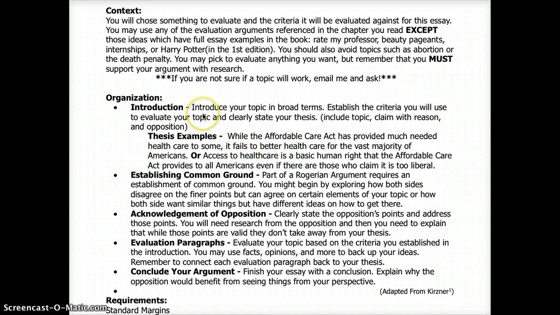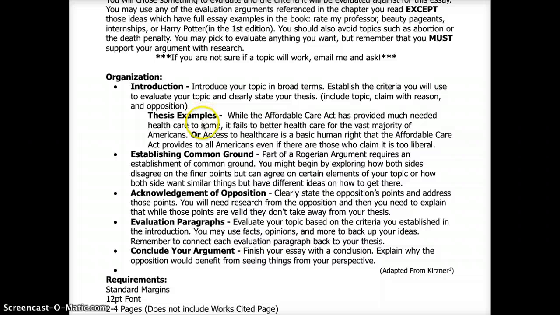So in your introduction, you're actually going to establish the criteria. You're going to introduce in broad terms, this is the thing that I'm going to be evaluating, and these are the criteria that I'm going to use to do that. You'll finish with a thesis statement. I give you some examples here.